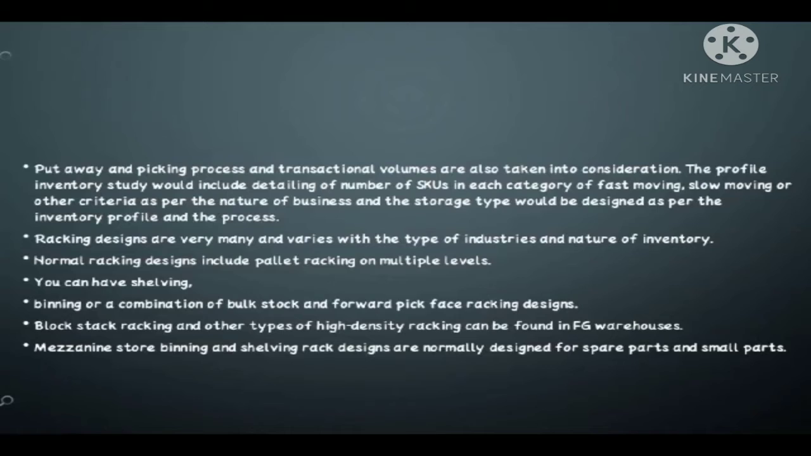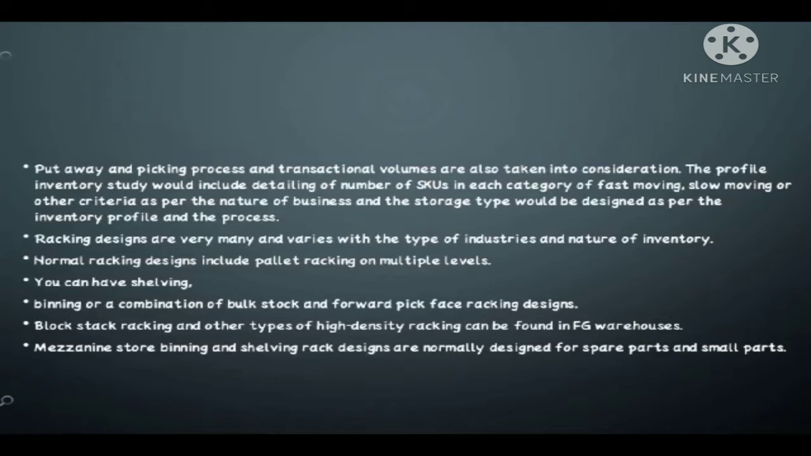Racking designs are very many and vary with the type of industry and nature of the inventory. Normal racking designs include pallet racking on multiple levels. You can have shelving, binning, or a combination of bulk stack and forward pick face racking designs. Block stack racking and other types of high-density racking can be found in FG warehouses.